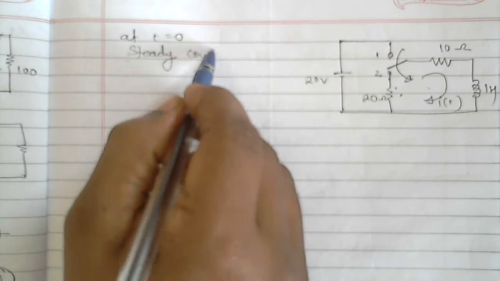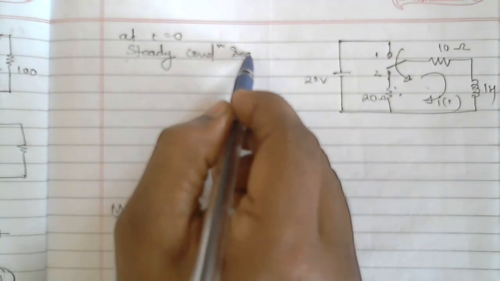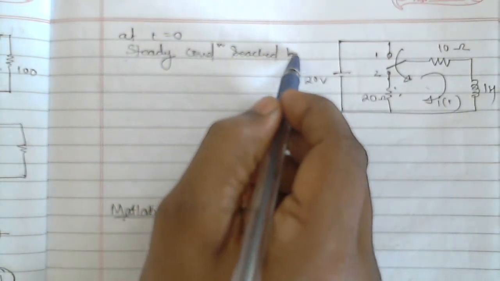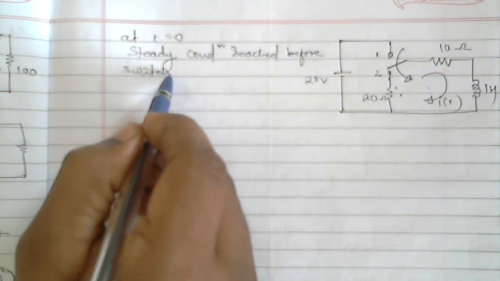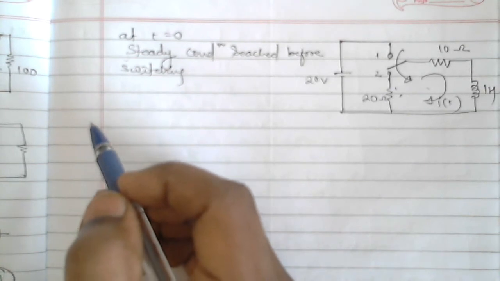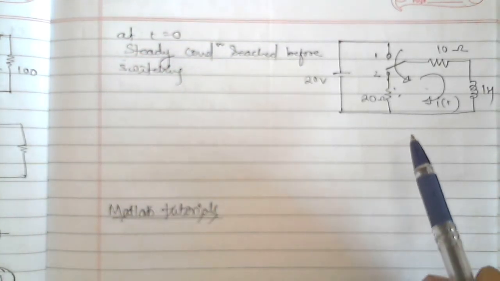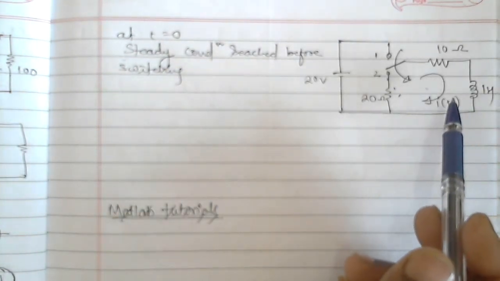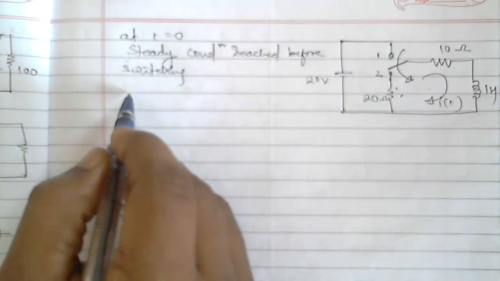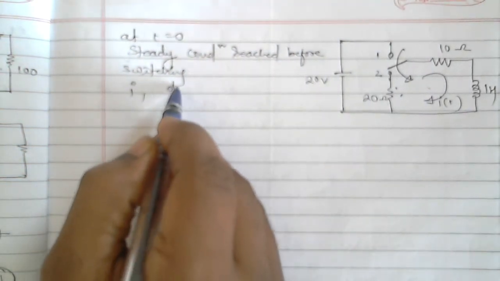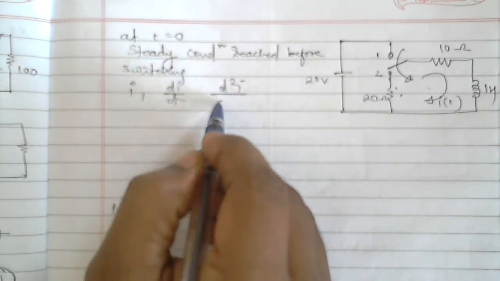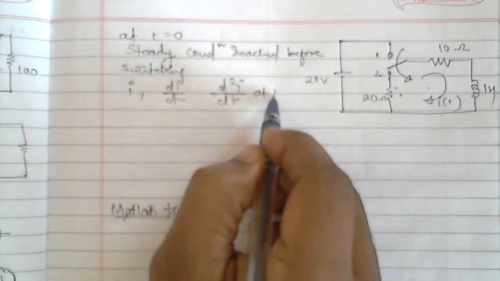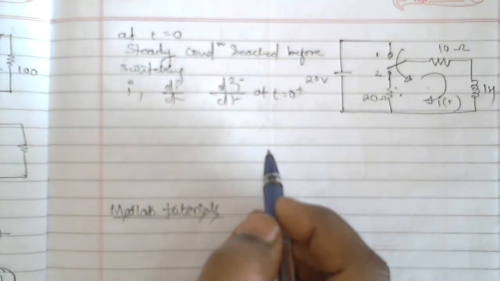Steady condition reached before switching. So before switching it on, the steady state was reached. It means the inductor will have some initial current. Are you getting? So we need to find out the value of i, di/dt and d²i/dt² at t equal to 0 plus.